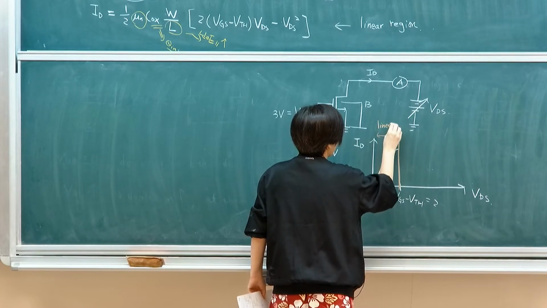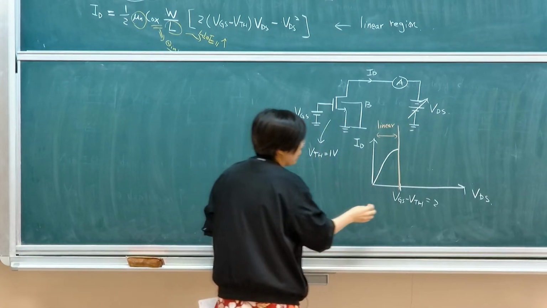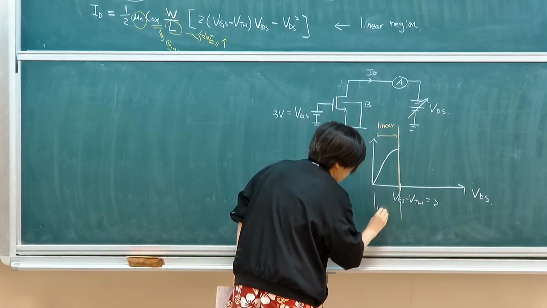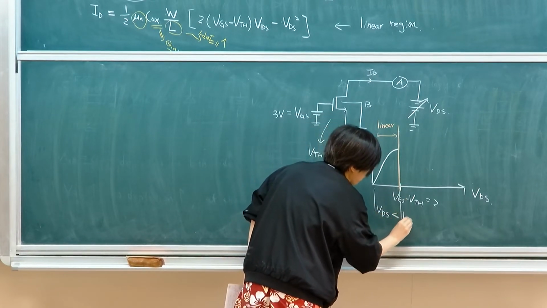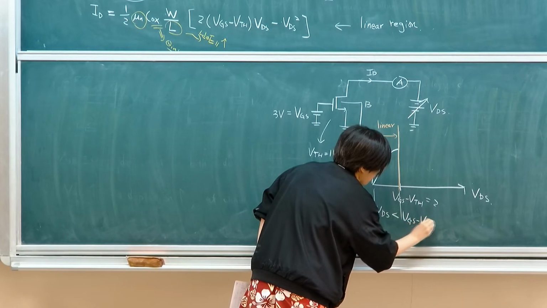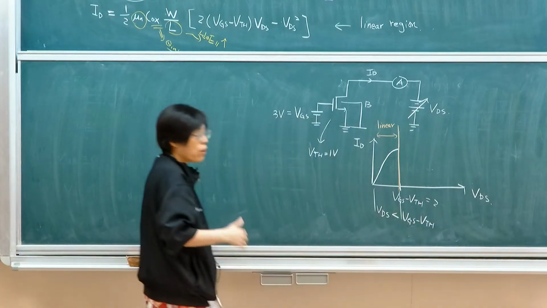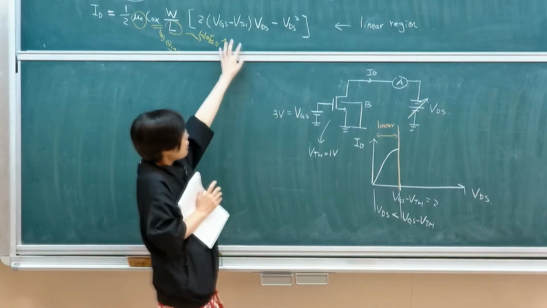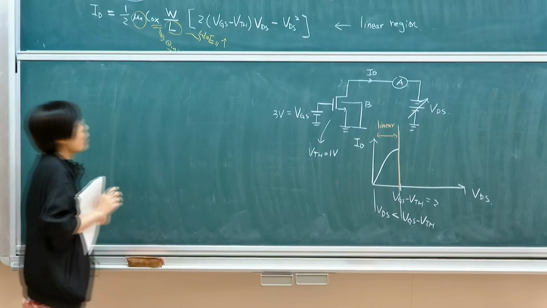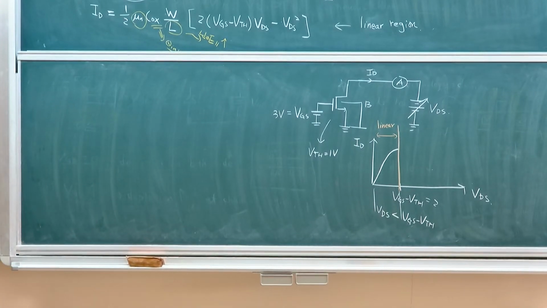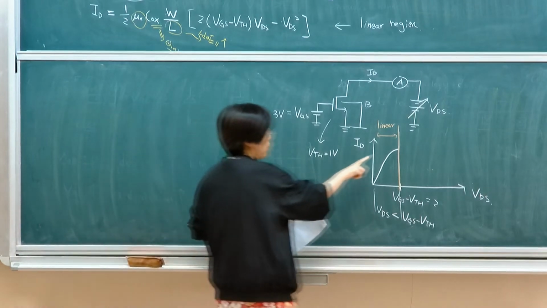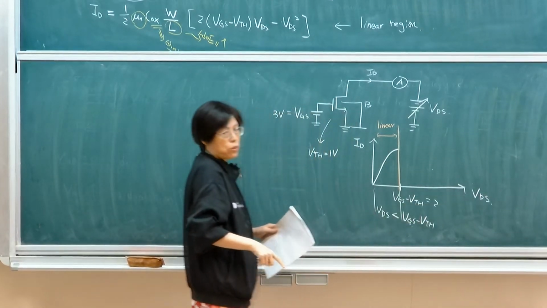Once again, the linear region requirement is when VDS is smaller than VGS minus VT. When your drain voltage is not high enough, then you're still in the linear region, and this is the equation we use. And following the same analysis, what happened in saturation? What happens when I'm raising my drain voltage further?